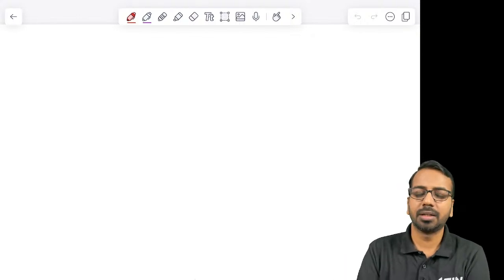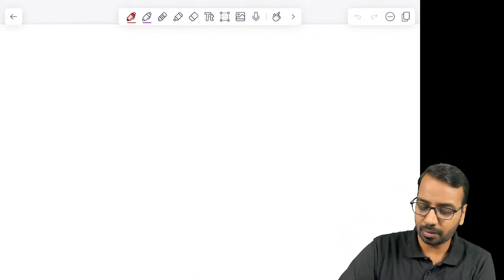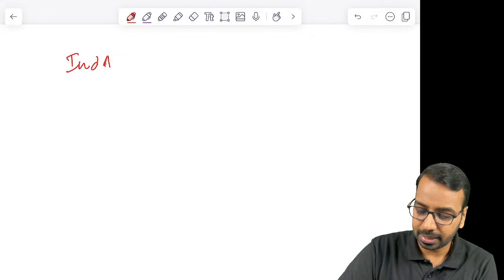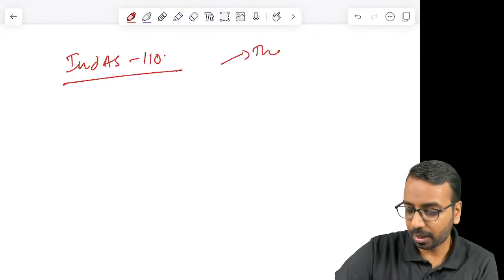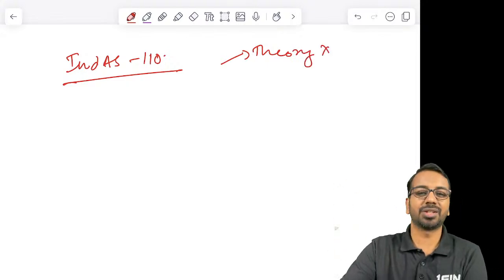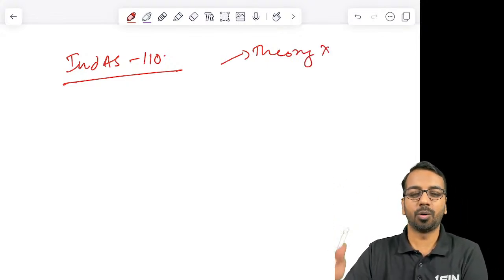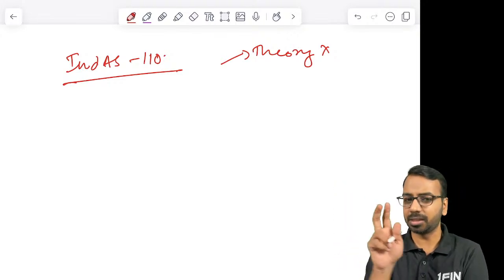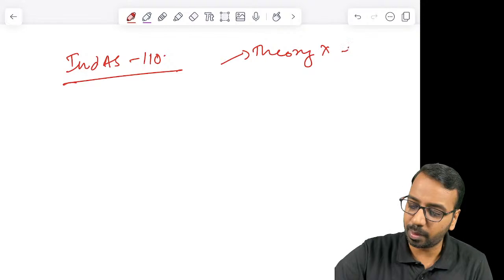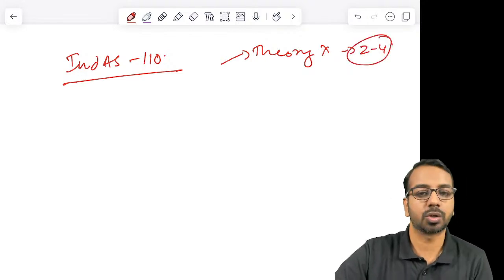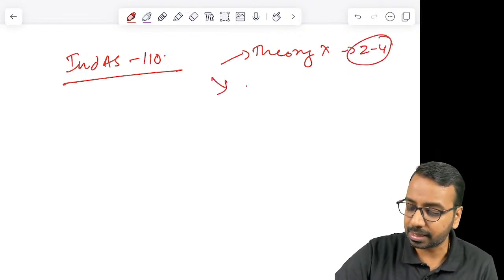So to begin with, in a consolidation question from Ind AS 110, there are two parts to it. One is the theory part. Theory part, you can just do a couple of revisions towards the end. No need to break your head on the theory part. Just understand the concepts of control, power over investee, and all of that. This will be mostly tested for 2 to 4 marks, not more than that. Most important is the practical question.